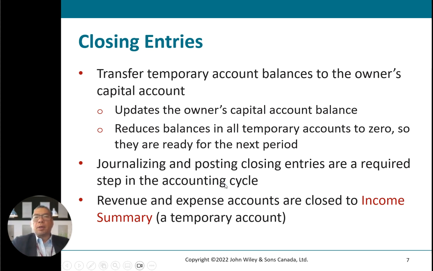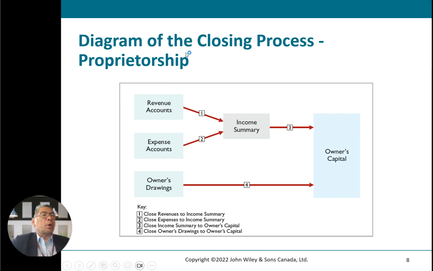Revenue and expense accounts are closed to income summary, which is a temporary account. And then what are the closing entries? Revenue accounts go to income summary. Expense accounts go to income summary. Then income summary goes to the owner's capital, while owner's drawing goes to the owner's capital.